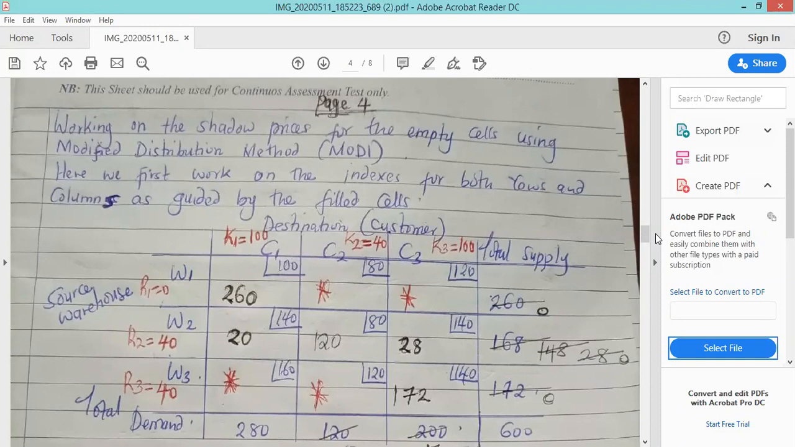But the L1 indicated on it is not the name of the row. It is the name of the index. The index for row 1, I've called it L1. L2, the index for row 2. L3, the index for row 3. K1, index for column 1. K2, index for column 2. And K3, the index for column number 3. Those figures are not given. We have worked for those particular figures.